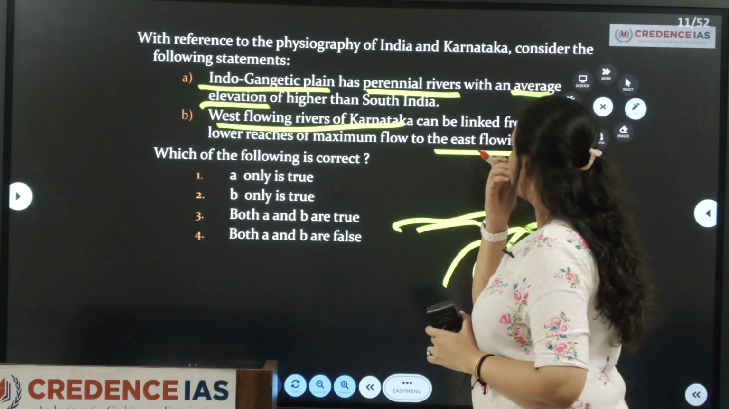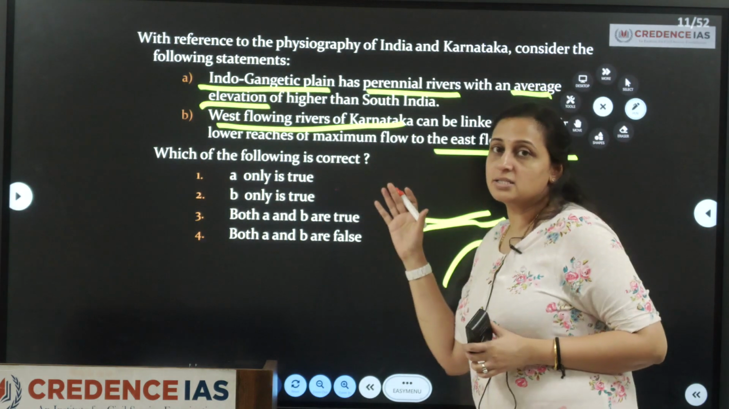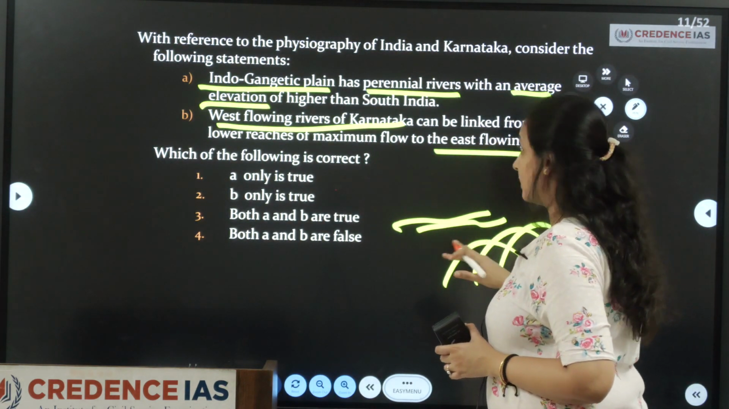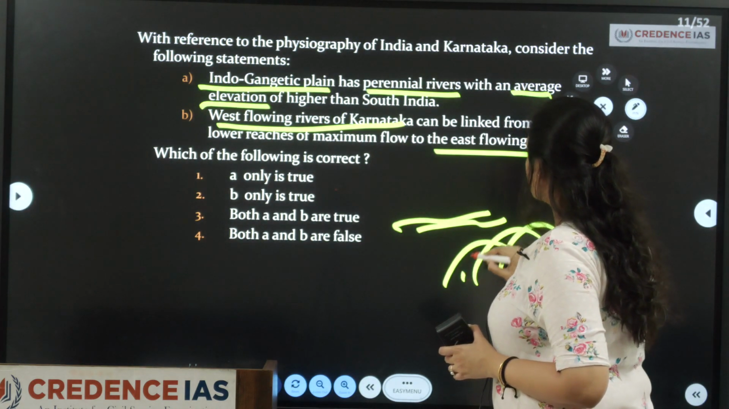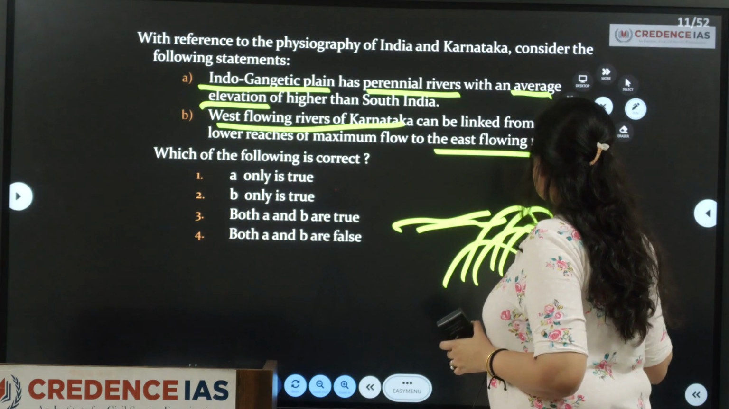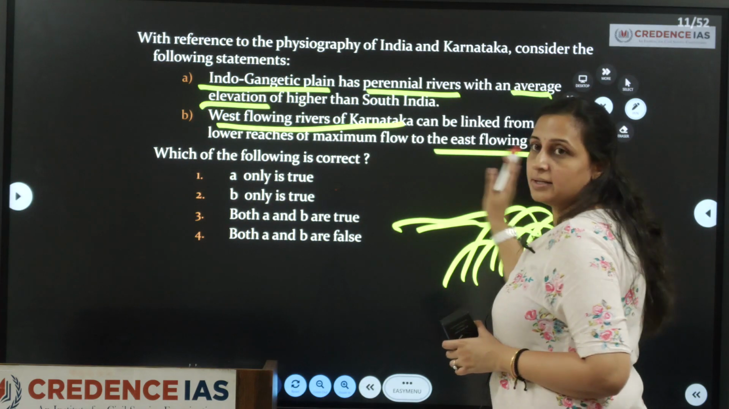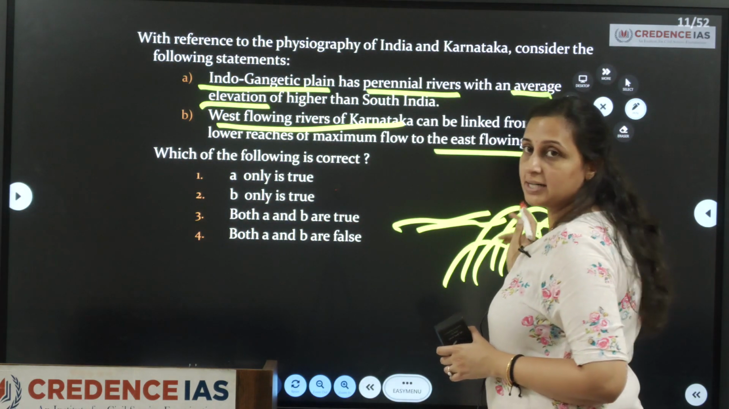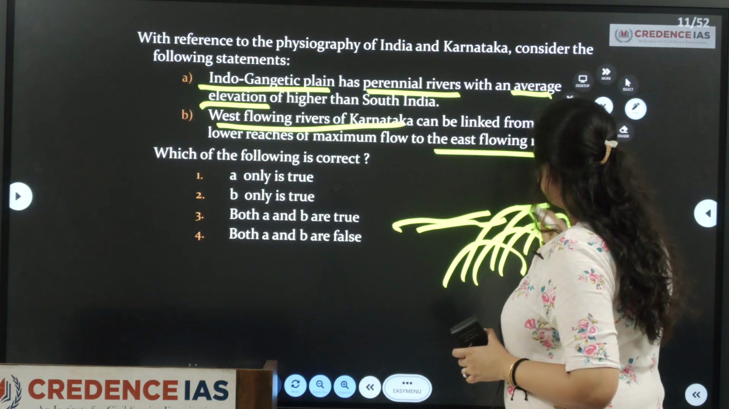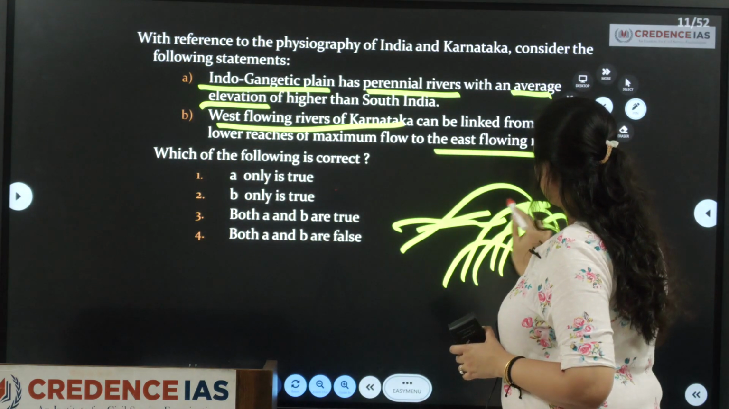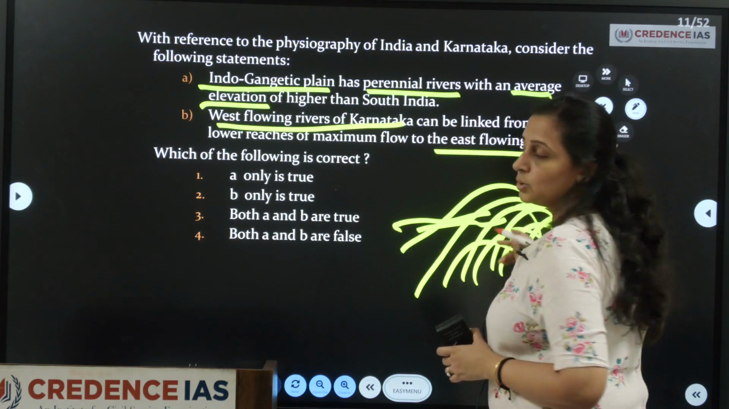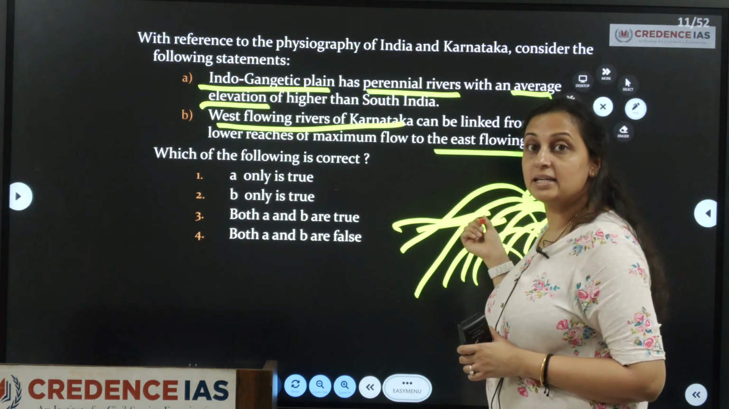So as we know, during the formation of the Indian subcontinent millions of years ago, the Deccan Plateau got elevated and it is in a very high position when compared to the remaining surrounding areas. Okay. So which rivers rise in the Deccan Plateau? They rise here and they come down like this. Okay. So the Deccan Plateau is highly elevated land.